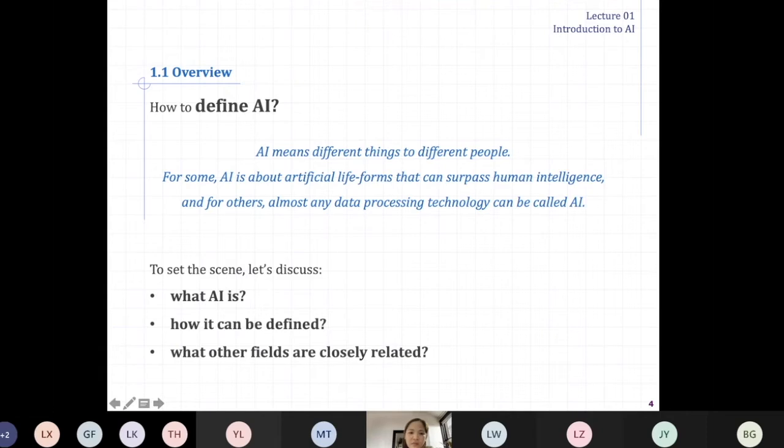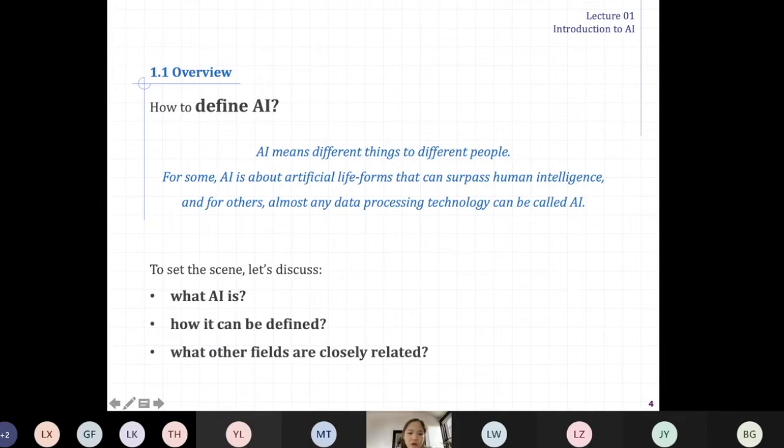Actually, AI means different things for different people. For some people, AI is about artificial life forms that can surpass human intelligence. AI stands for artificial intelligence. Some people think that it is a robot whose intelligence is way beyond human. And for others, almost any data processing technology can be called AI. So the word AI has a very abstract meaning.